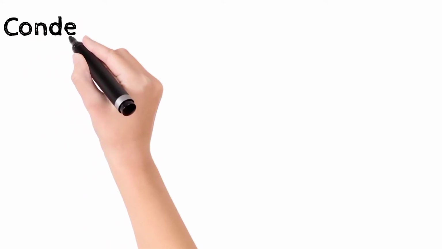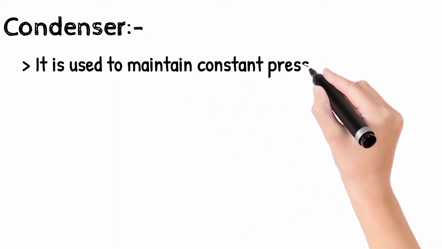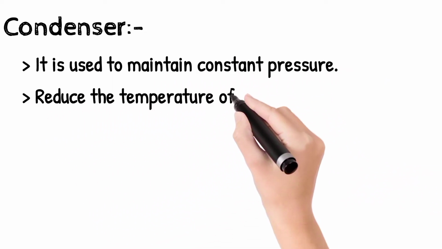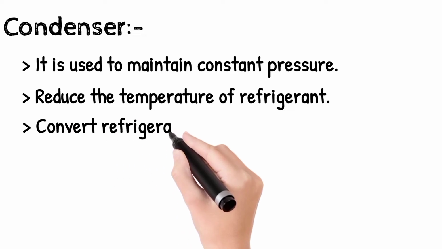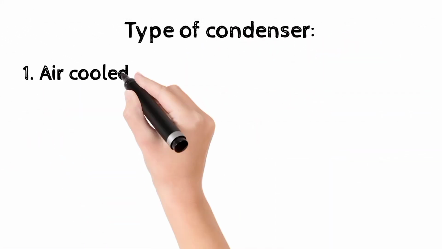Condenser. Condenser is also known as heat exchanger. Condenser is used to maintain the constant pressure and reduce the temperature of refrigerant. Condenser converts refrigerant from vapor state to liquid state.